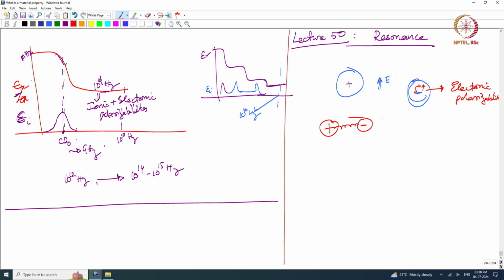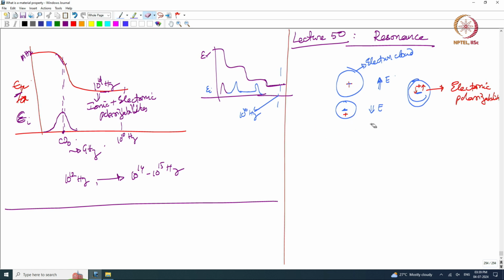Then if I apply an electric field in the opposite direction, the negative charge is going to be here, but the positive charge, with respect to the negative charge cloud, is going to go down. The blue circle is an electron cloud.